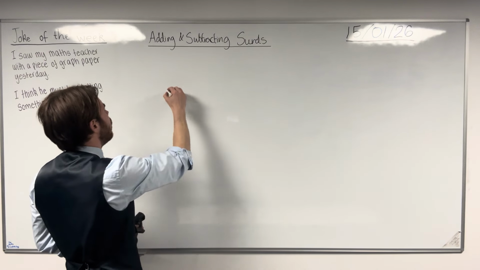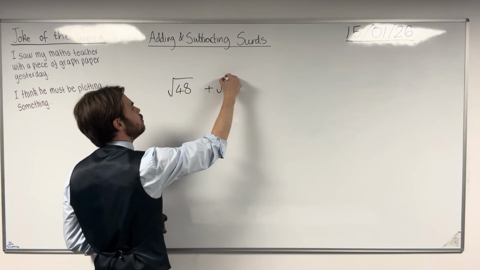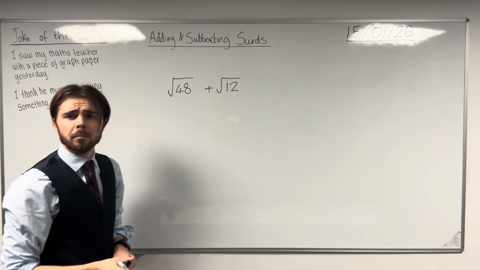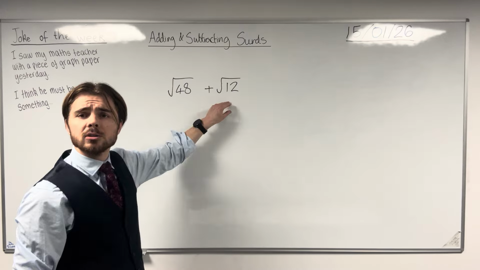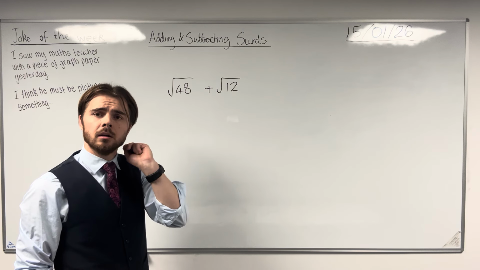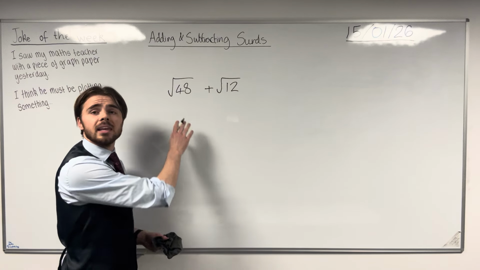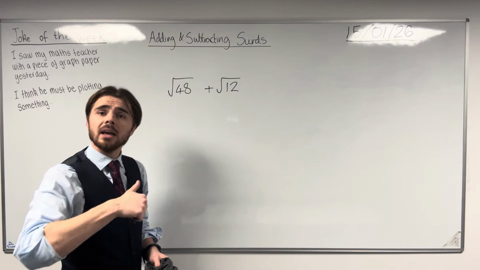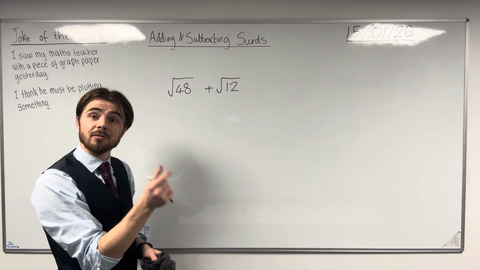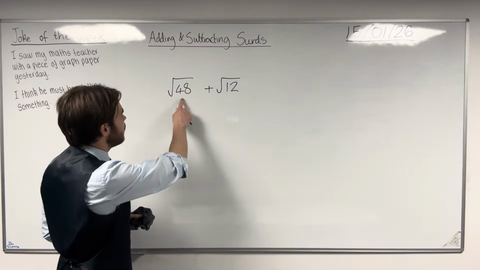We've got root 48 add root 12. Now, you might be thinking, Mr. Weedle, you have just told us that we can't add these because they are different numbers within the square root. Well, actually, I think we can add these. We're going to use a skill from a previous video. We're going to simplify first if we can, and then see if we can add. So let's explore this one.